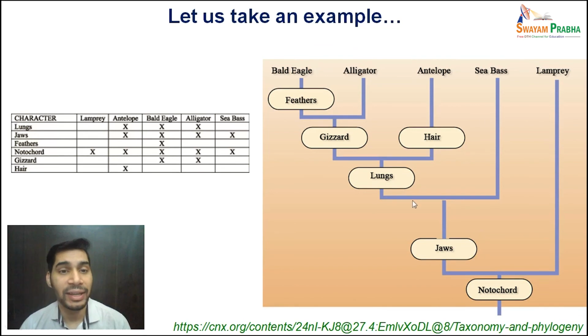And then, based on jaws, again we can have a classification or the bifurcation based on the lungs. Here we are going further down. After jaws we are coming to lungs, which is present in three organisms here, not in the boss and lamprey, and so on. You keep on building the tree like this.